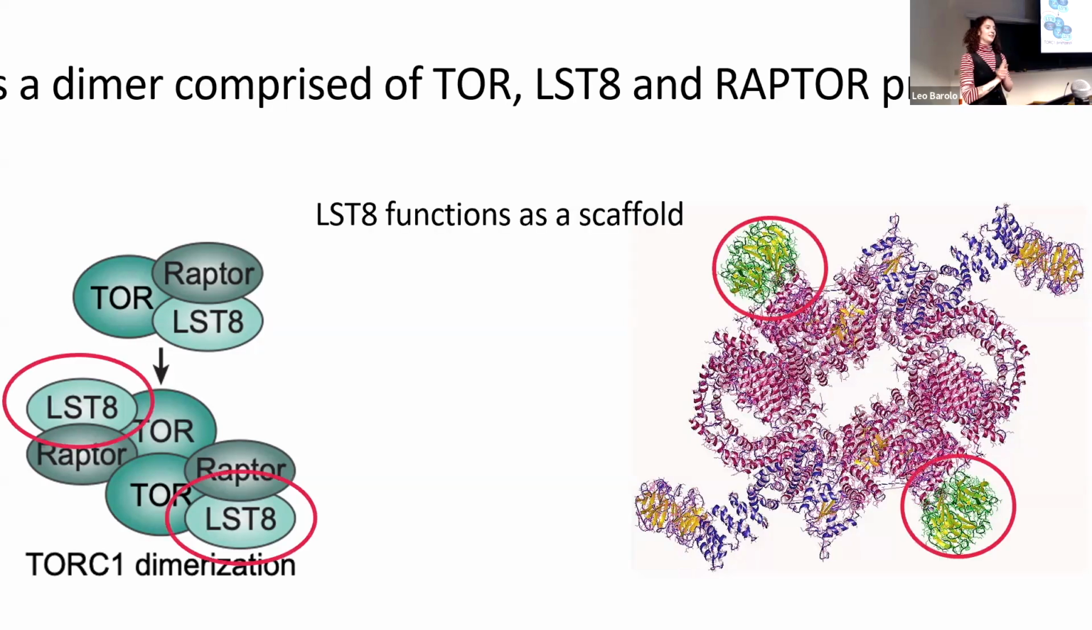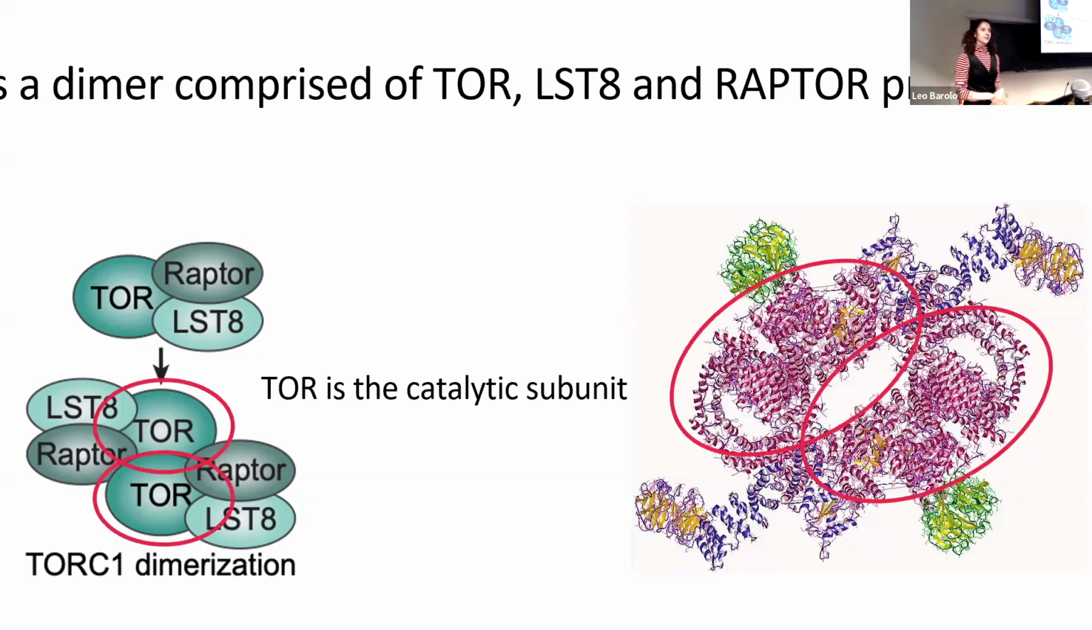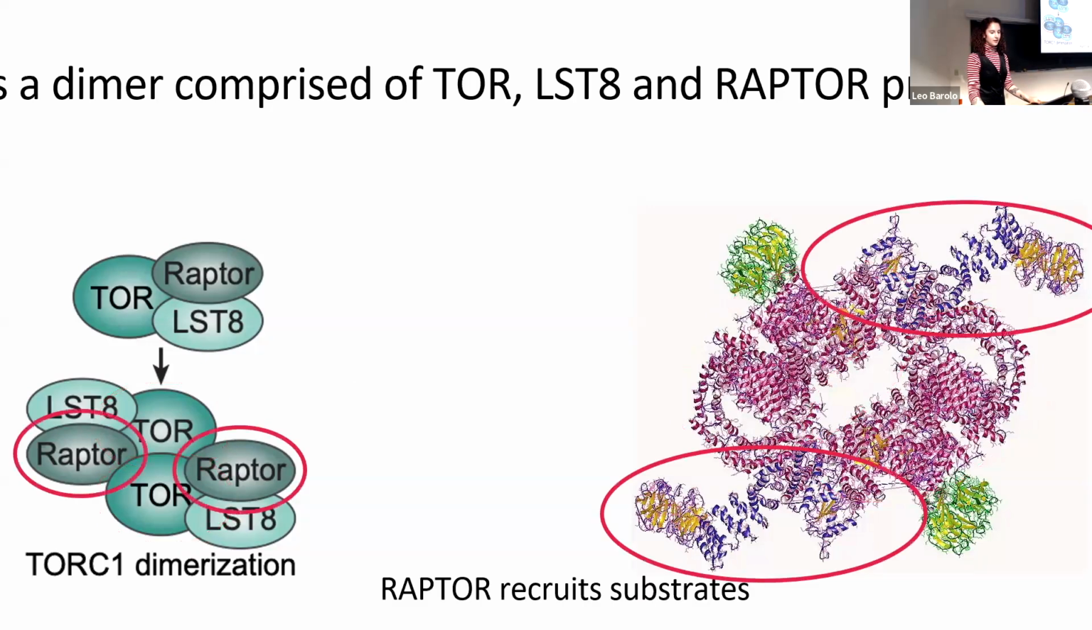LST8, or lethal with Sec13-8, functions as a scaffold for substrates. Left is the cartoon, right is the protein structure. I've circled the same component in both the cartoon and the protein structure. TOR is the catalytic subunit. That's where the kinase activity actually takes place. And Raptor recruits substrates to the overall complex. The TORC1 complex must function as this dimer. The separate components don't really have much activity on their own.